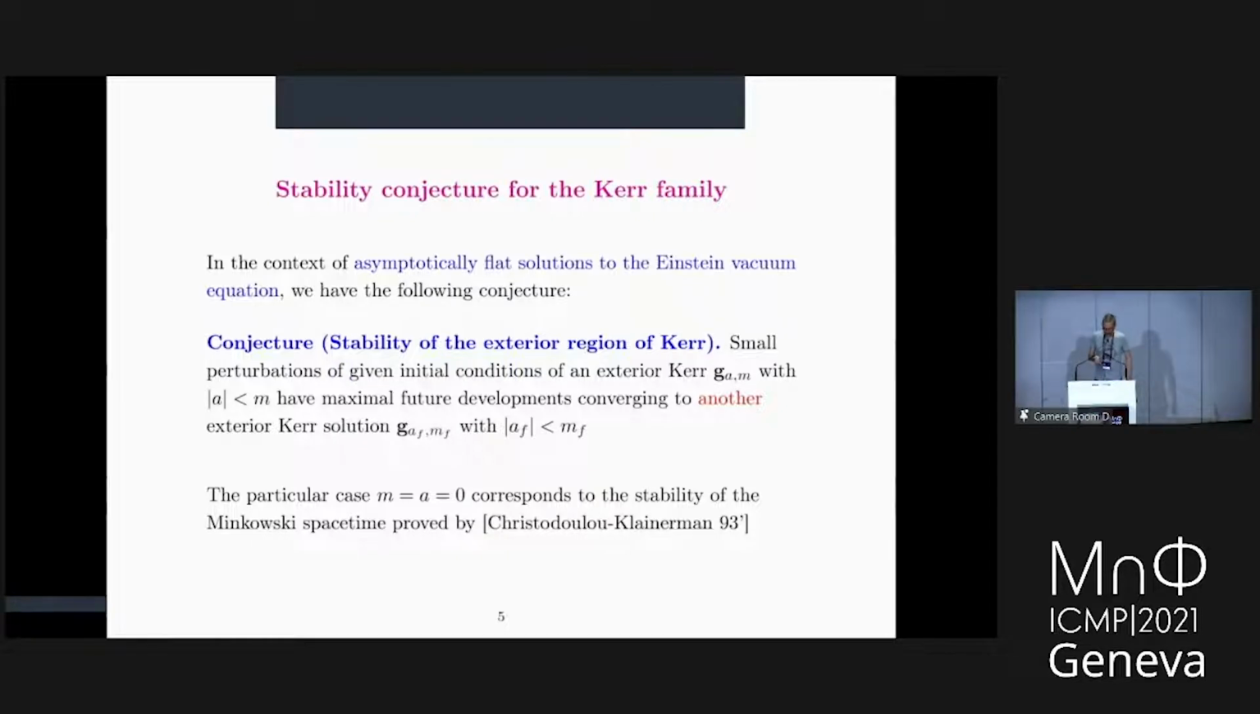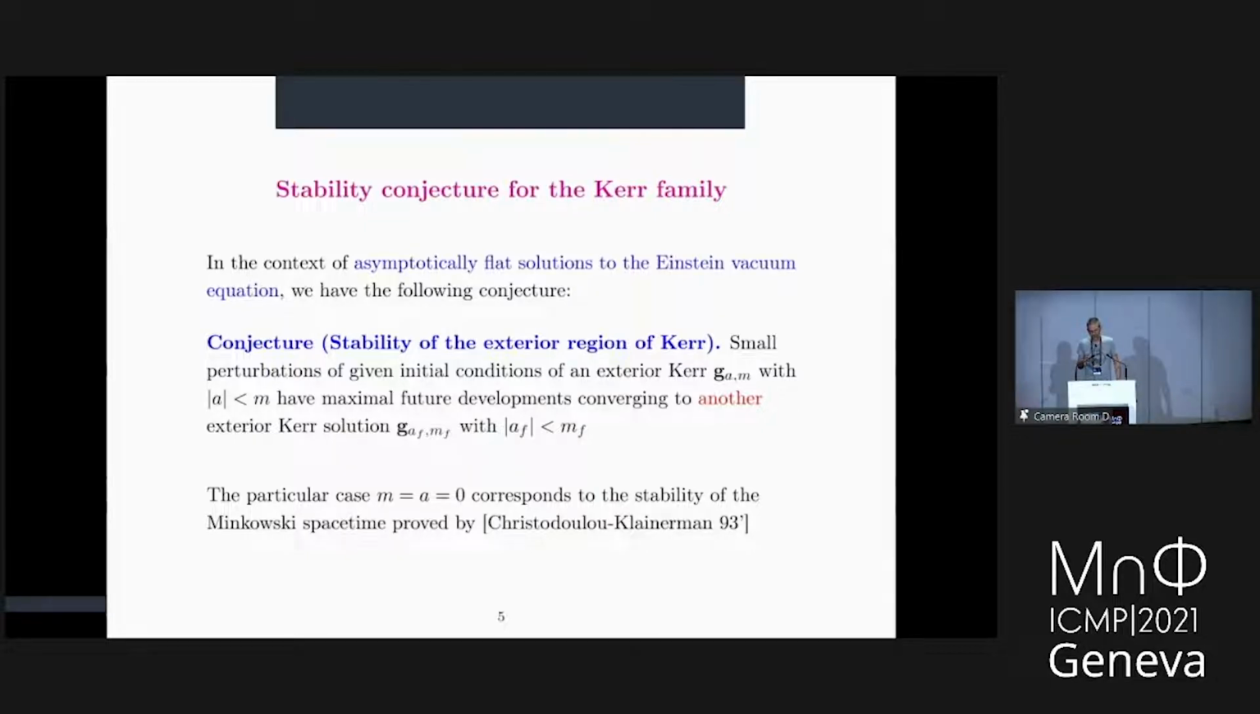OK, so let me immediately already start the history. I'm going to review the history of this problem starting with the next slide. But let me immediately start with a very particular member of that family. Namely, when you take formally in the formula of Kerr solutions m equal to A equal to 0, if you look at the formulas I showed you, you immediately realize that the only thing that's left is, in fact, the Minkowski spacetime. Of course, it's a very particular member of this family. In fact, it's a singular limit.